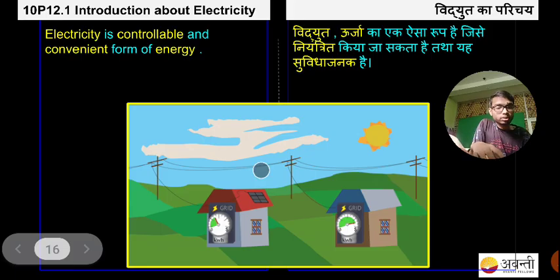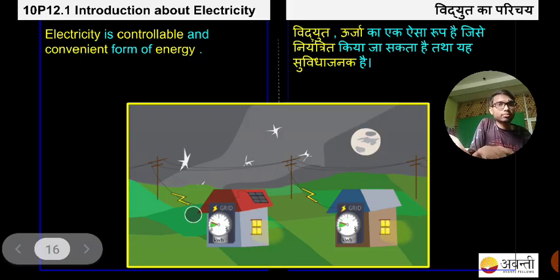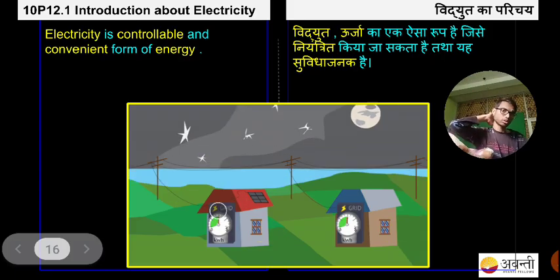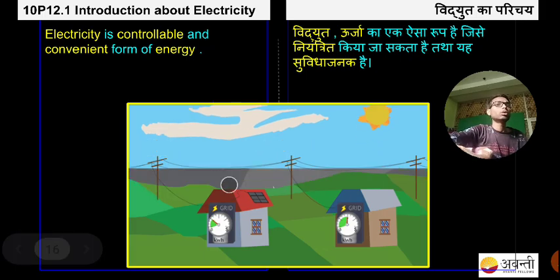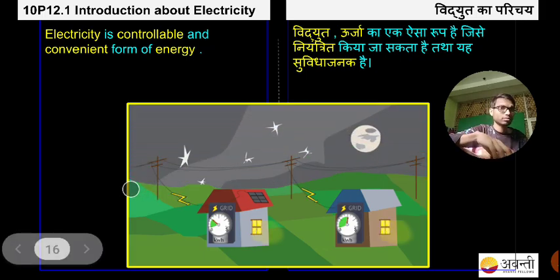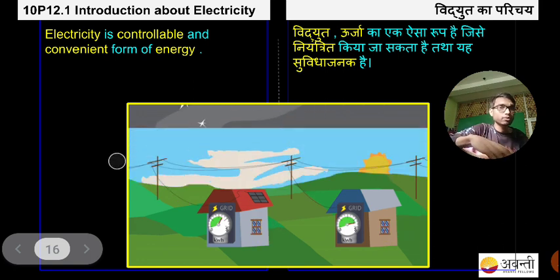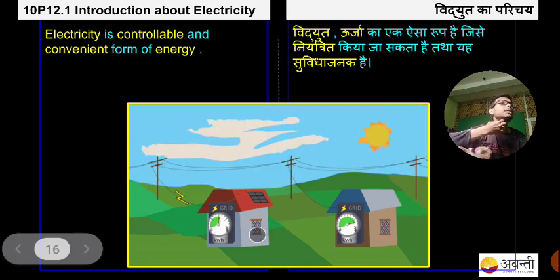If there is sunlight outside the house, then what will happen? We don't need to glow the bulb because we are getting sunlight. But what if we are in the night? Then what will happen? We need to glow the bulb.